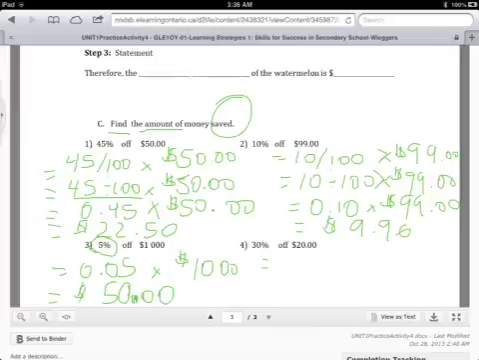That's my mistake. 30% is the same as decimal 0.30. So we take that amount and we multiply it by the cost, which is $20. And when we do that, we find that we're going to have a savings of $6 on a $20 item.